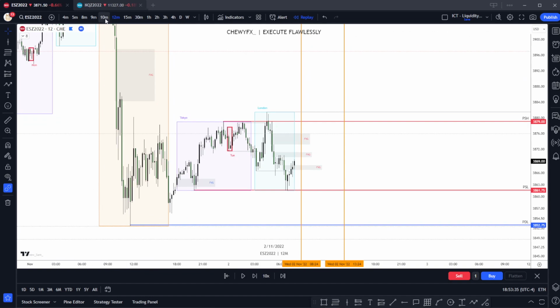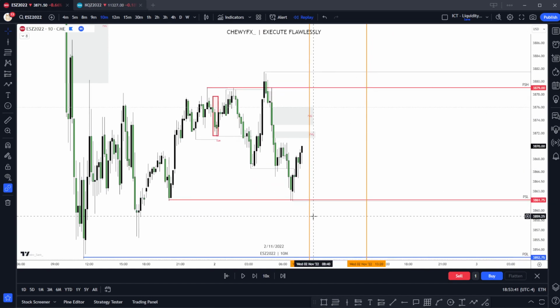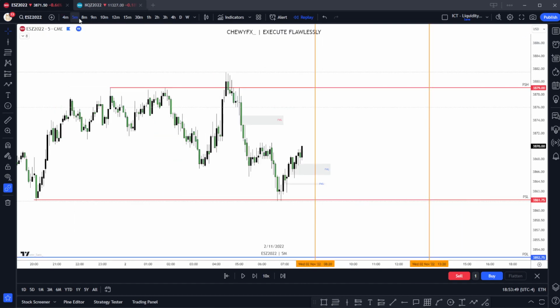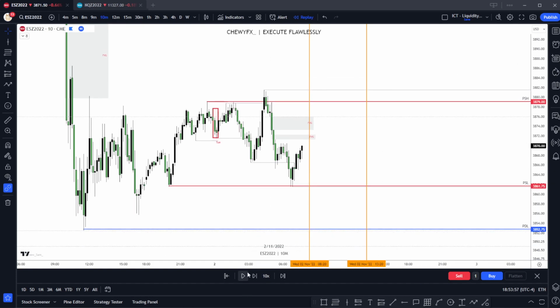So let's go down to the 10-minute time frame. We can see that we already had the session high swept here. So in this case, because we had the session high swept already, we could be looking for an order block here. But the thing is, because NFP is right around the corner, we just don't really know what's going to happen. So we have to let it go by first.